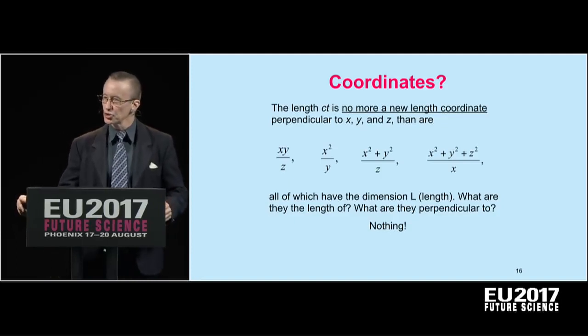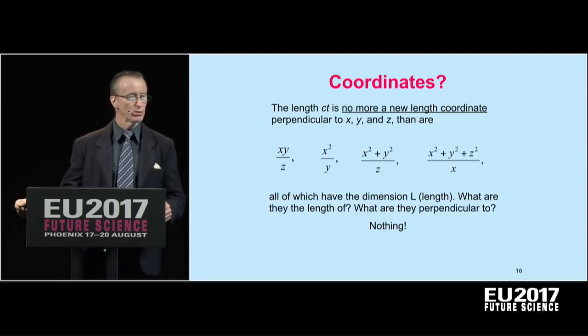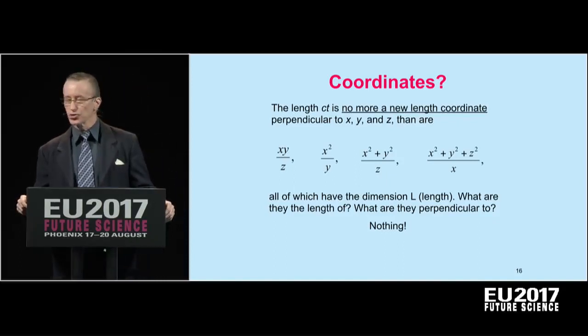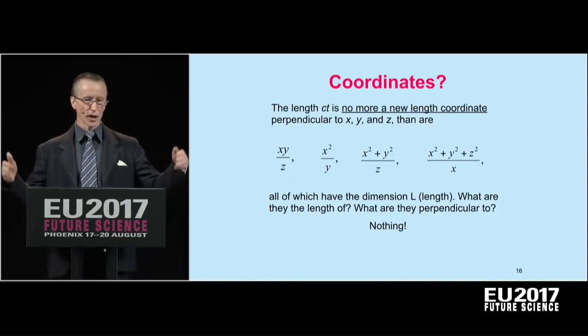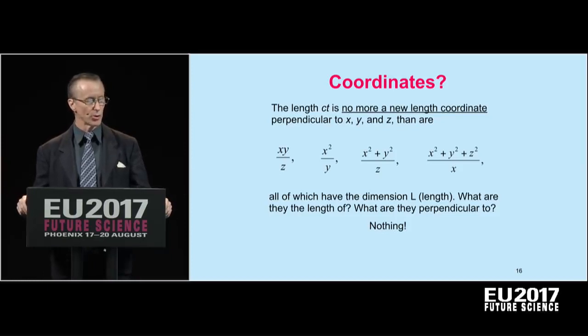And is it perpendicular to the x, y, and z? Well, no. So it's neither perpendicular to anything, and it's not the length of anything, even though it has the units of, or the dimensions of length, and it's made up of the x, y, and z. So combinations of x, y, and z don't give us new dimensions.